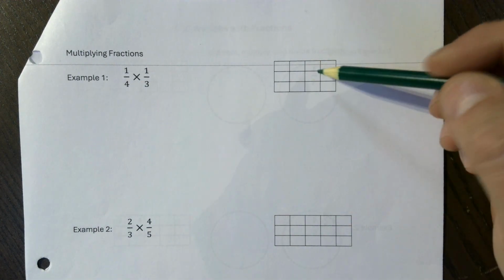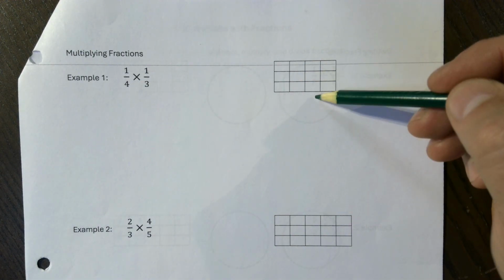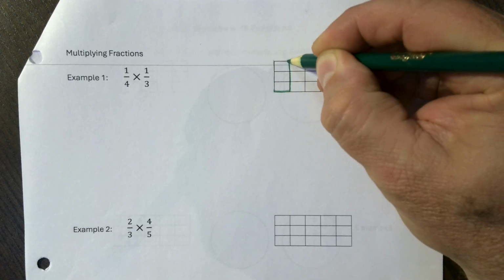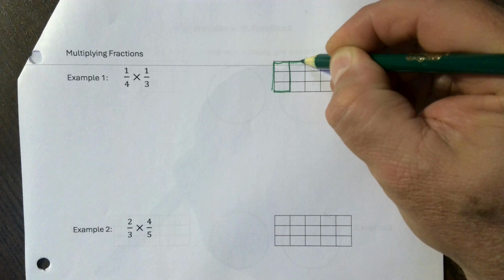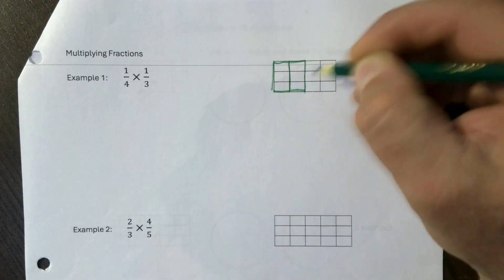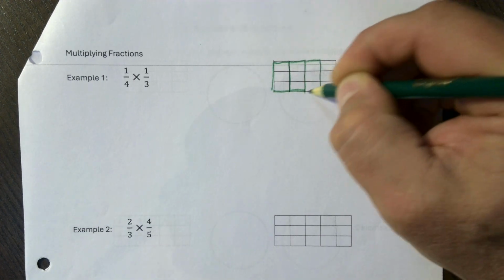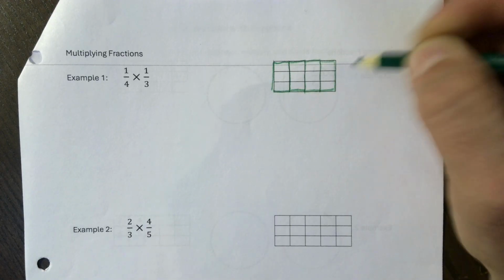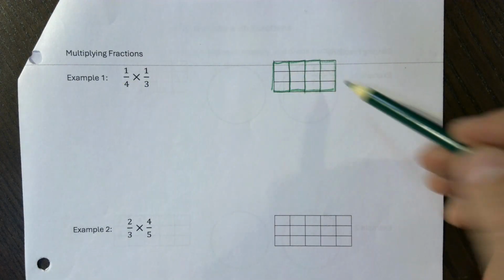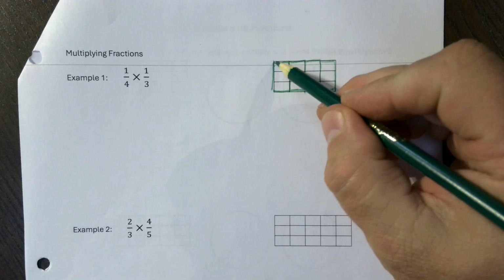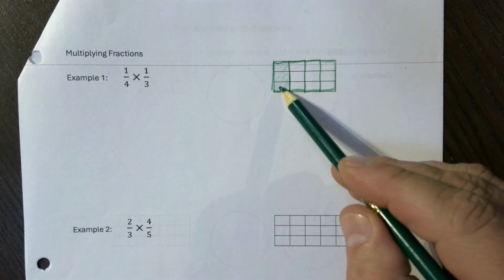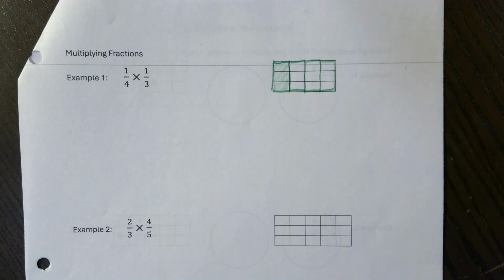If we look at this box, notice it has 4 columns. So I'm going to go ahead and just outline the 4 columns here in green. So there's our 4 columns. Now 1/4 would represent one of these 4 columns. So I'm going to shade this first column green. So this is one of the 4 columns.